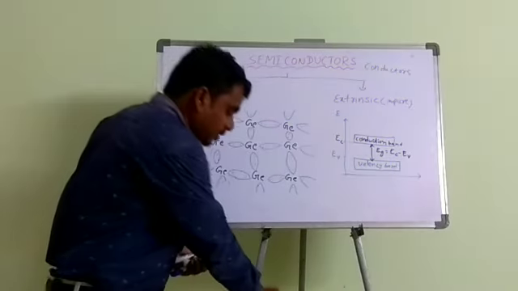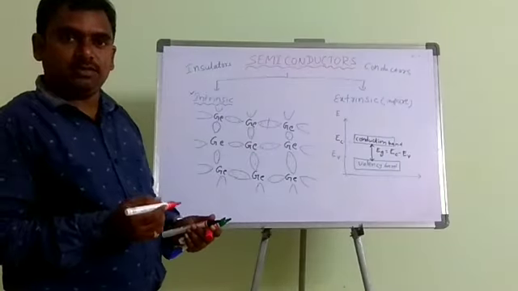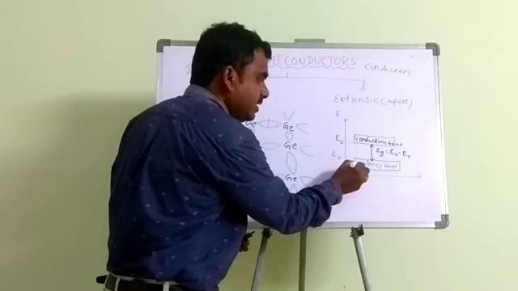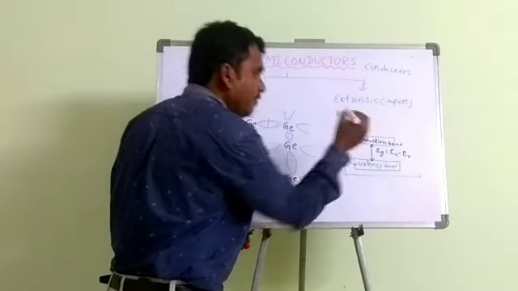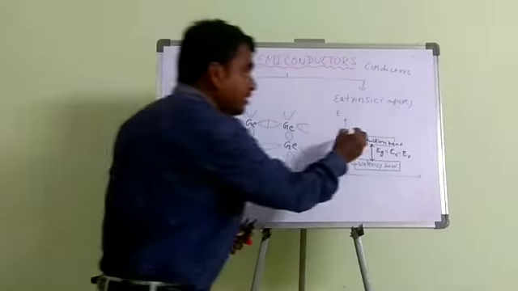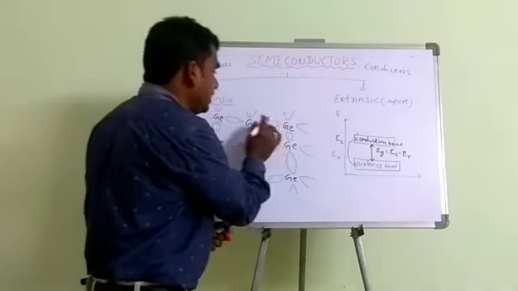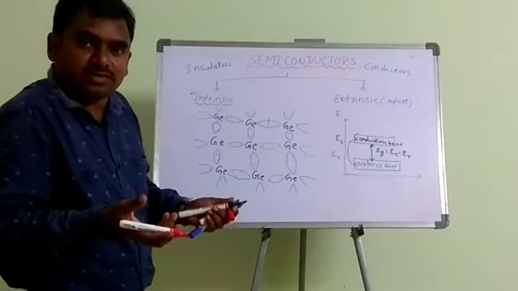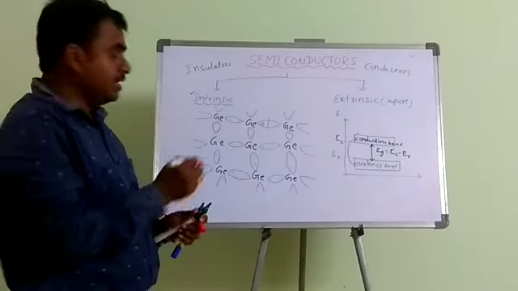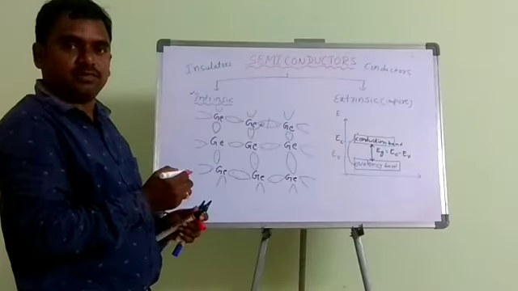For example, if you supply energy, the bond will automatically break. At that time, the valence electron will make a transition from the valence band to the conduction band. That means in the conduction band we get an electron, and in the valence band we get a hole, a vacant site. That vacant site we call a hole. This vacant site is replaced by the neighboring electron.